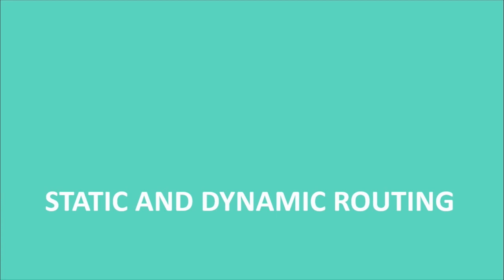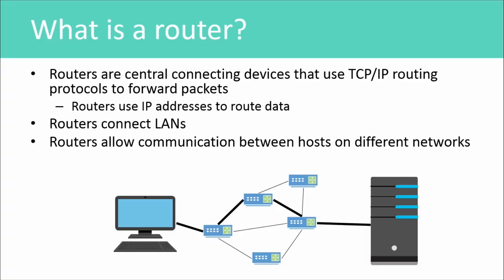So without further ado, static and dynamic routing. First off, a router, right? What is it? What does it do? It's just a central connecting device that uses TCP/IP routing protocols to forward packets. They use IP addresses like we discussed. It's a layer 3 protocol, right, IP. And routers connect local area networks to each other, and they allow communication between hosts on different networks.